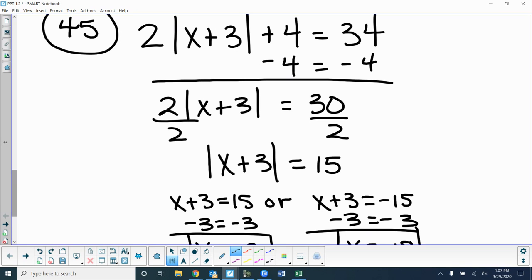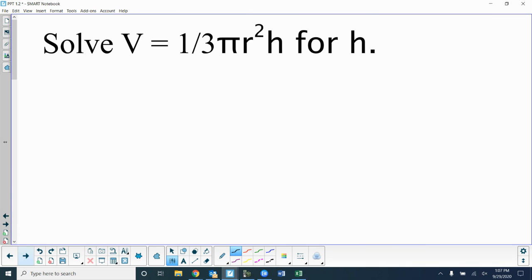Any others that you would like me to go over that maybe I didn't go over? Okay. Today, we're doing similar stuff, but we have more letters than numbers we're going to be looking at. But we're still solving equations.